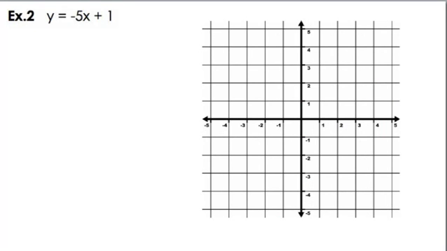Y equals -5x plus 1. I already have addition, so there's nothing for me to change. My slope is -5. My y-intercept is 1. So we start at the beginning, or the B. My B is 1.